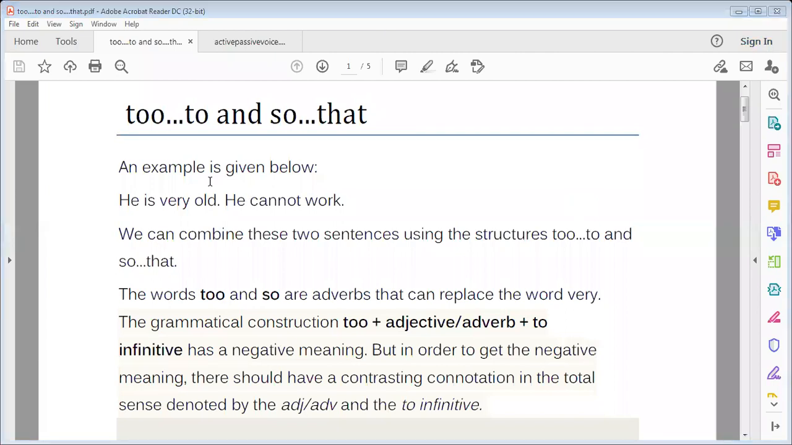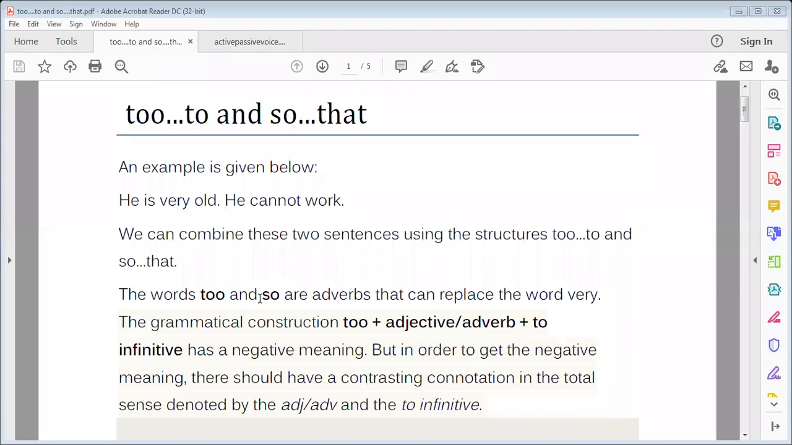Let's see. He is very old, he cannot work. We can combine these two sentences using the structures to and so that. The words to and so are adverbs that can replace the word very. Okay, to, and so can be used to replace the word very. Everybody focus and pay attention. Don't write anything. The grammatical construction: to plus adjective or adverb plus to infinitive.